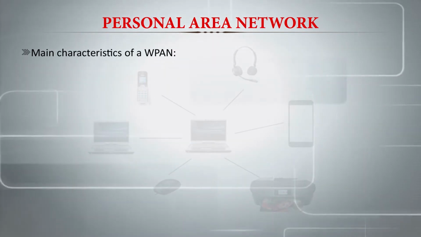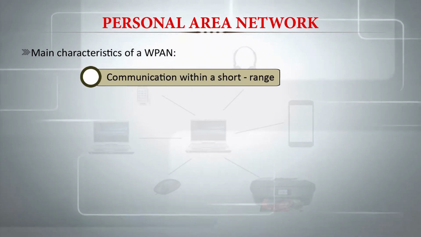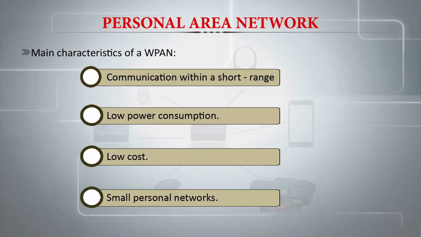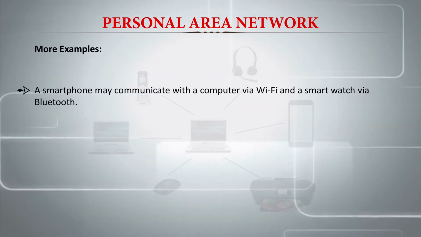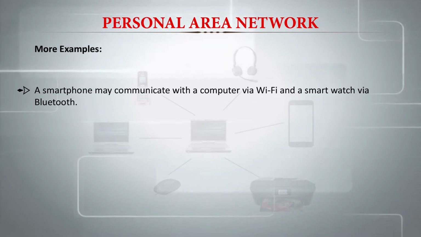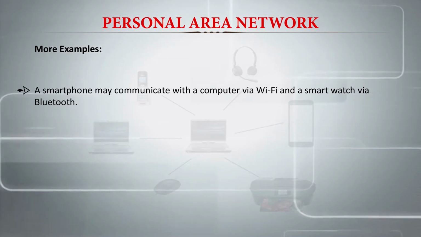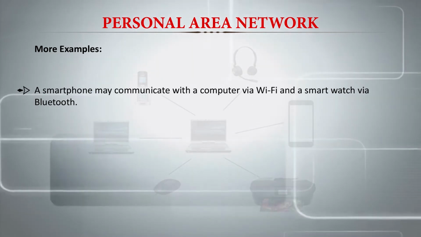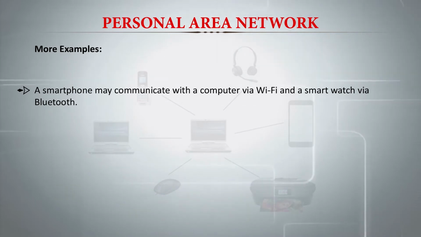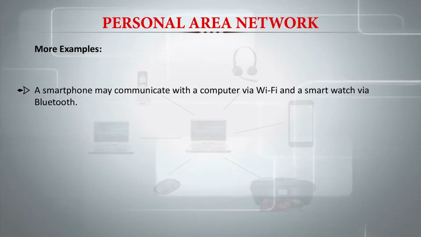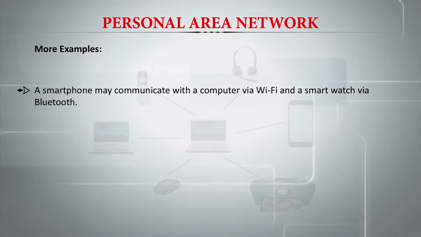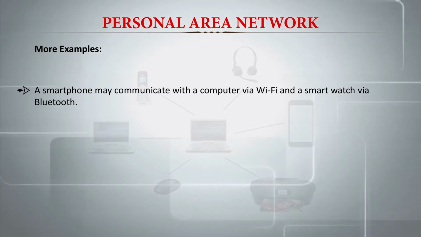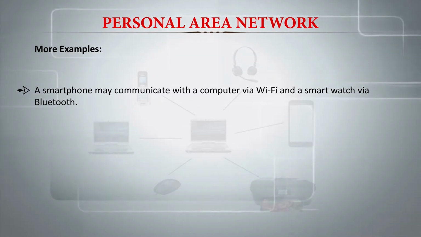The main characteristics of a wireless personal area network are communication within a short range, low power consumption, low cost, and a small personal network. Some more examples: a smartphone may communicate with a computer through Wi-Fi and with a smartwatch via Bluetooth. So Bluetooth you are using, Wi-Fi you are using, and the devices are not only computers but also smartwatches and smartphones, connecting among themselves. These can be a personal area network.